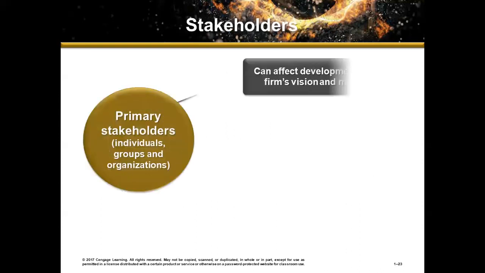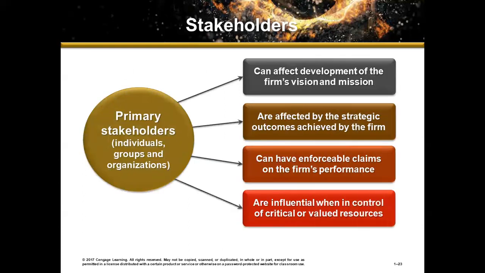What do we mean by stakeholders? These are people or institutions that are actually affected by the strategic outcomes achieved by the firm. They can affect development of the firm's vision and mission. They can have enforceable claims on the firm's performance. They are influential in control of critical or valued resources. These primary stakeholders would be individuals, groups, and organizations.